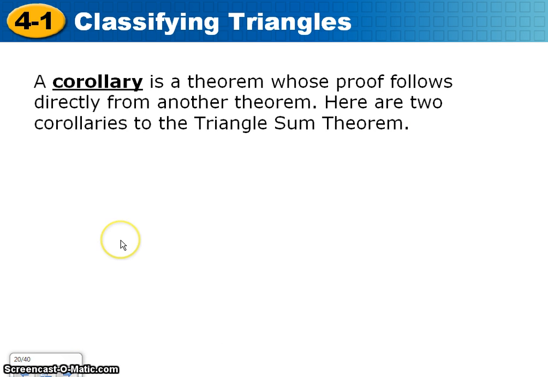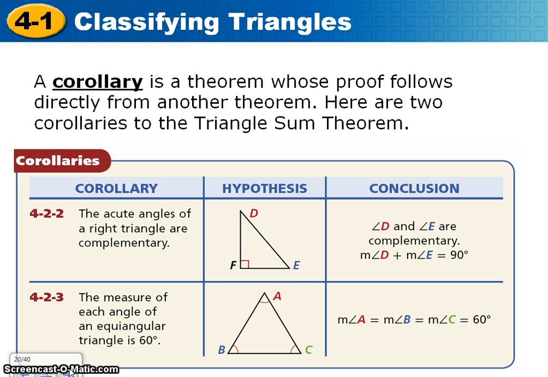Now, there are a couple of corollaries that follow from the triangle sum theorem, and corollaries are kind of like baby theorems whose proofs are so closely linked to a big main theorem like the triangle sum theorem that we don't really have to prove too much to be able to see that they're true. So here are a couple of corollaries that go along with the triangle sum theorem. The first one here says that the acute angles of a right triangle are complementary.